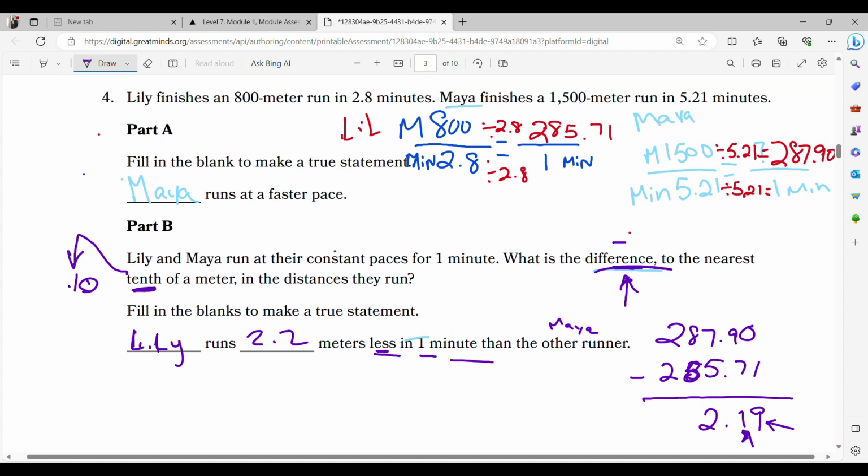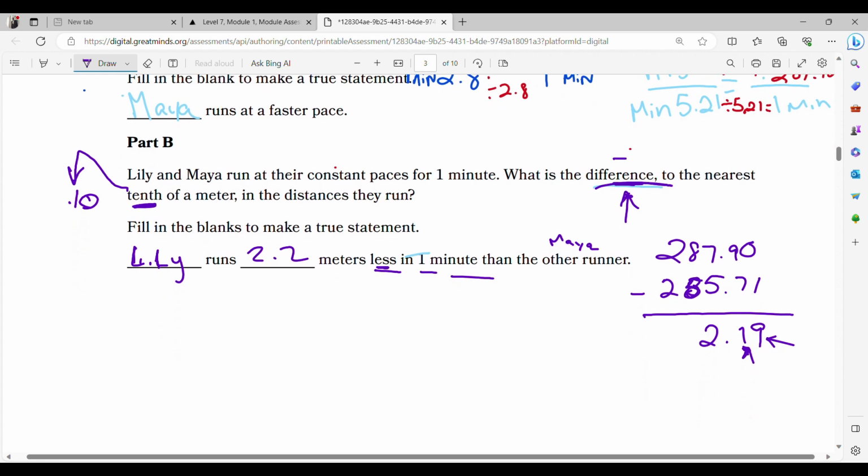And we said that earlier. I said it as Maya runs faster, but they're saying it as Lily runs slower. Does that make sense to everyone? Lily runs 2.2 meters less in 1 minute than Maya.